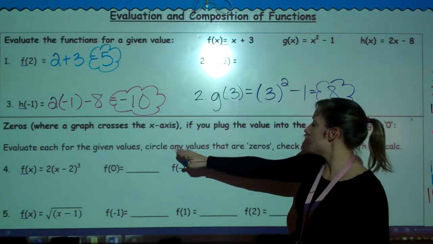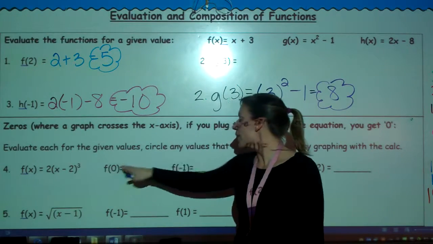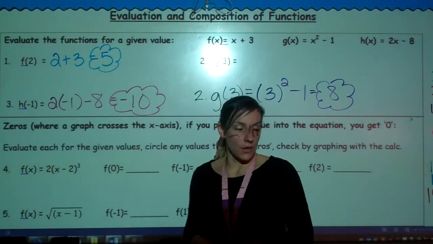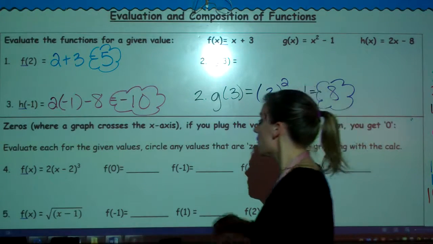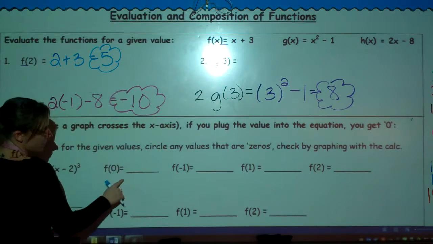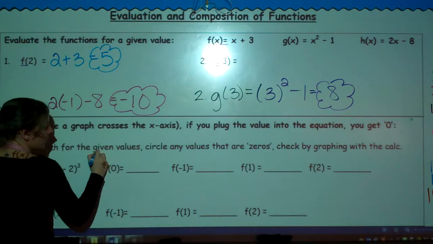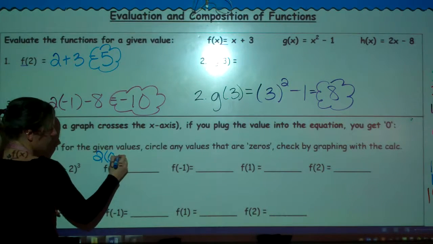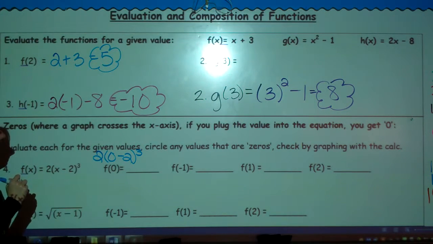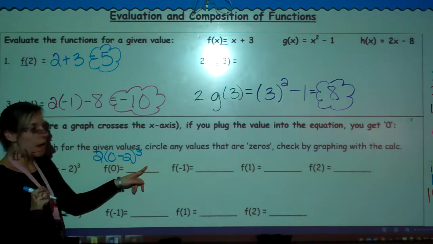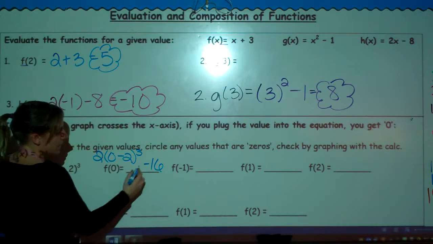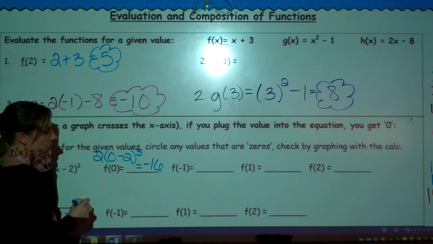So this is different. This says that we circle any values that are zeros. So we're going to put in each of these numbers, and if we get out a 0, then that means that it is a 0 of that function. So if I put in a 0 right here, I'm just going to write it above it so I've got some room. 2 times 0 minus 2 to the 3rd power. So I put a 0 in for x right there. So that's negative 2 to the 3rd power is negative 8. Times 2 is negative 16. So that is what it's equal to. I know that's a little bit hard to see, but that works.